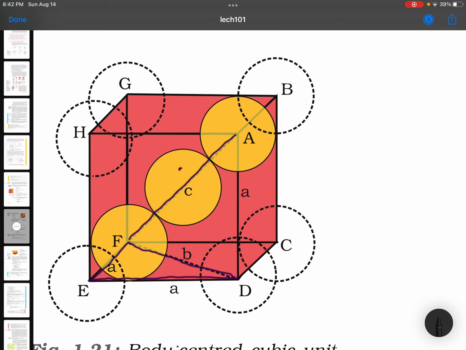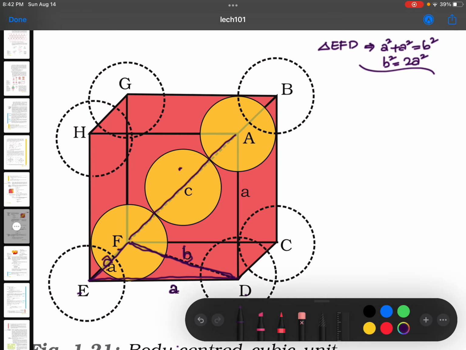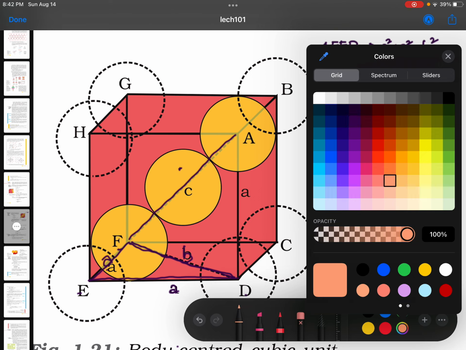Okay, so this distance can be calculated. This is the B distance, you are saying. This is edge length A and this is another edge length A. So according to the Pythagoras theorem, from triangle EFD, this is A square plus A square is equal to B square, or you say simply B square is equal to 2A square. Fine, job done. Next triangle I am taking, here it is.